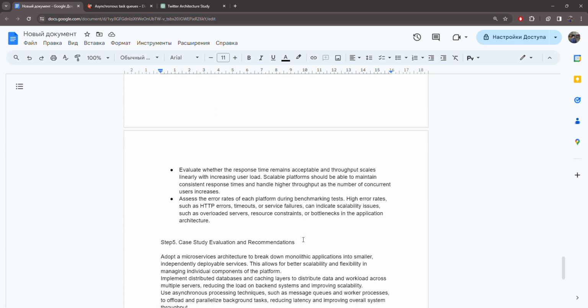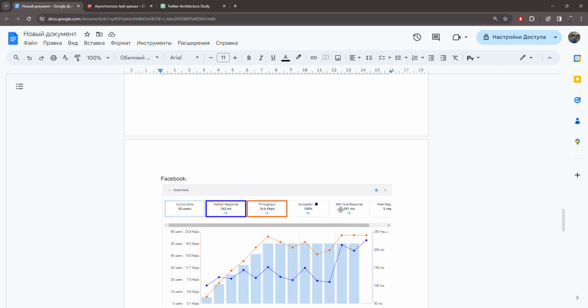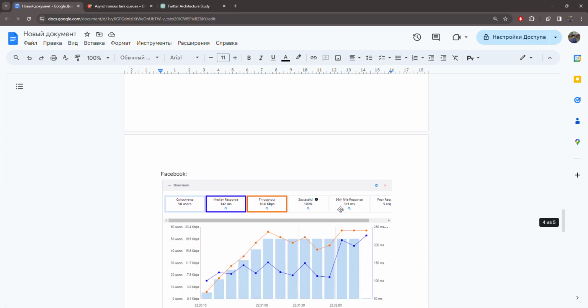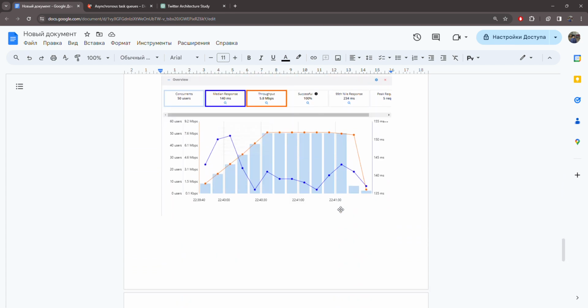Scalable platforms should be able to maintain consistent response times and handle higher throughput as the number of concurrent users increases. Assess the error rates of each platform during benchmarking tests. High error rates are a problem, but we can see that for all of them successful is 100%, which means no errors.